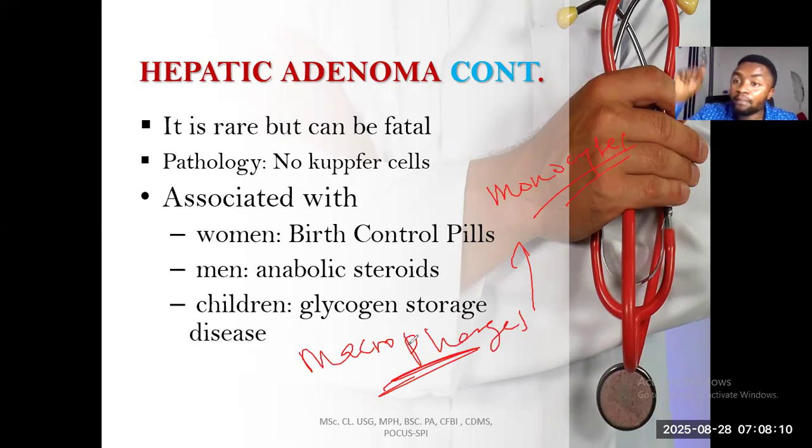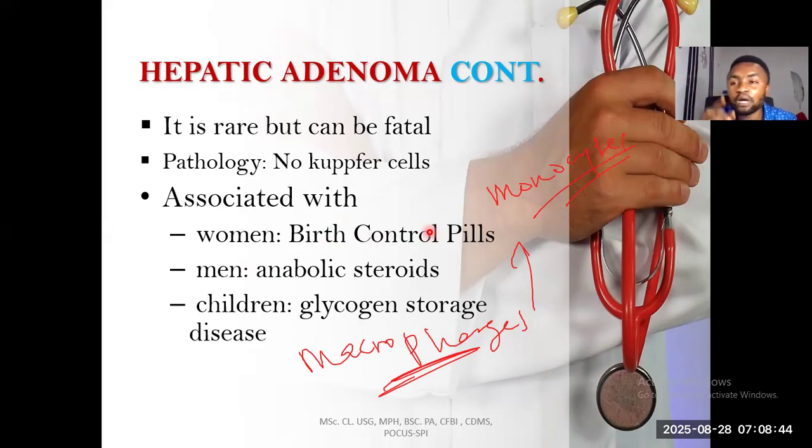So in the liver, macrophages are called Kupffer cells. And with the adenoma, when the histopathologist views the adenoma under the microscope, they don't see Kupffer cells. And that should tell them that this is what? Hepatic adenoma. No Kupffer cells. It's associated with women, not only women, but men also, by birth control pills. So we are saying it is hormonally responsive.